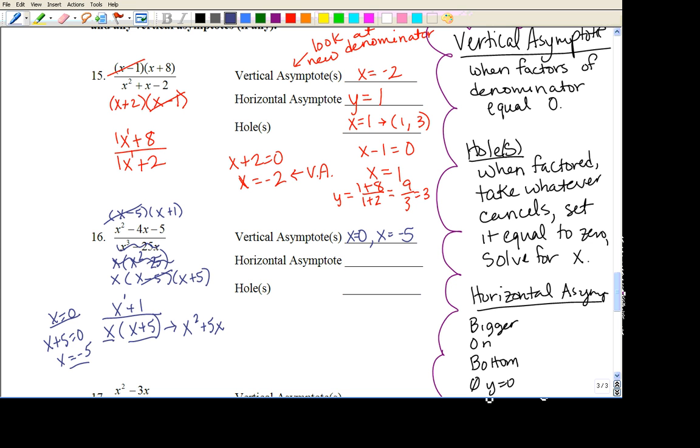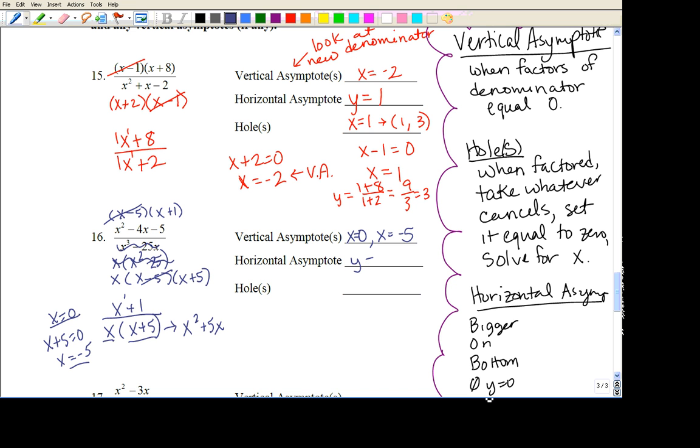So now when I compare my degree, I've got x to the first over an x squared. So that's bigger on the bottom, and whenever it's bigger on the bottom, it's y equals 0. So we don't have to do any other calculations there. The horizontal asymptote is y equals 0.